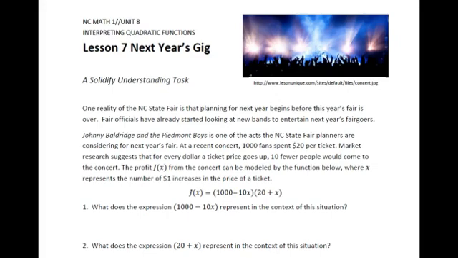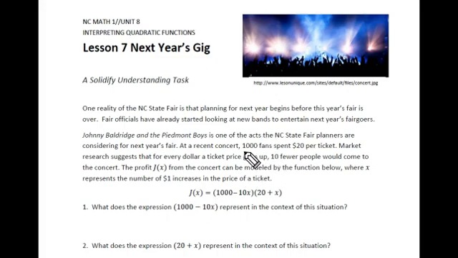Market research suggests that for every dollar a ticket price goes up, 10 fewer people would come to the concert. The profit, J of x, from the concert can be modeled by the function below, where x represents the number of $1 increases in the price of the ticket. And so you can see the function written right here that represents this given situation.